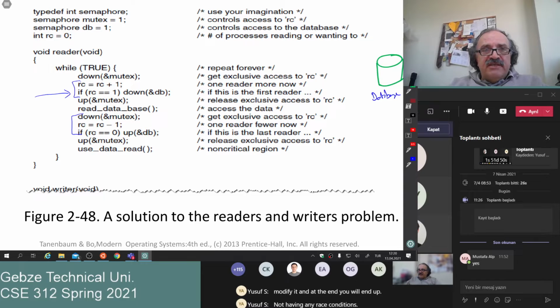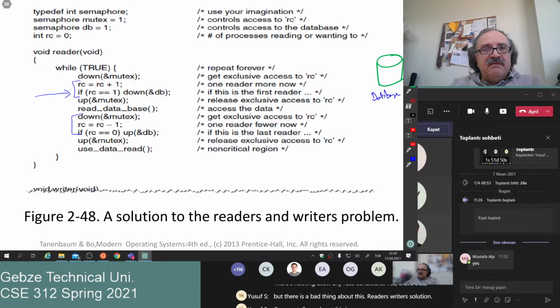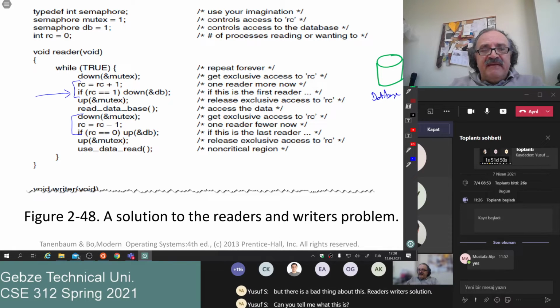Okay, any questions on this? Any questions? This doesn't allow any race conditions. Yes, that's true. But there is a bad thing about this readers writers solution. Can you tell me what this is? There is a bad feature, a downside of this readers writers solution.